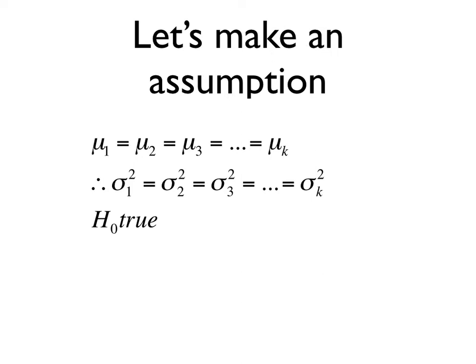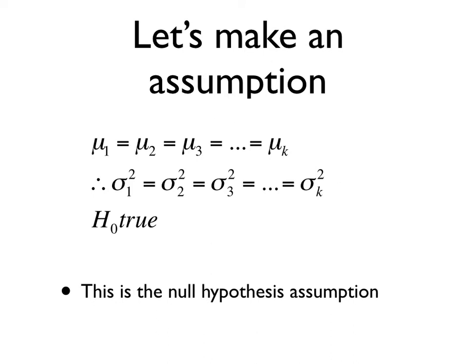Remember that from math in high school? Sigma squared sub 1 equals sigma squared sub 2 equals sigma squared sub 3 equals dot dot dot equals sigma squared sub k. All I'm saying there is H0 is true. If those two things are true, I'm saying H0 is true. This is what's called the null hypothesis assumption. We make this assumption with every statistical test we do. That's all this is. I start up by assuming the null is true, right? Because if the means are the same and the variance is the same, that means they come from the same distribution. Yes?